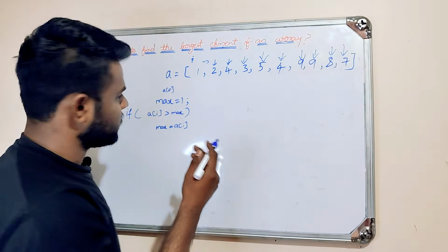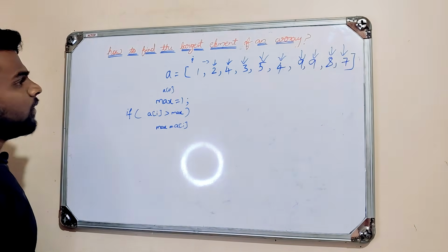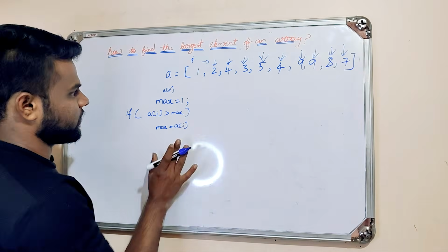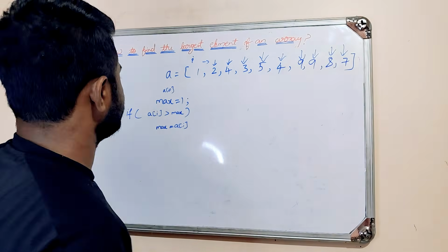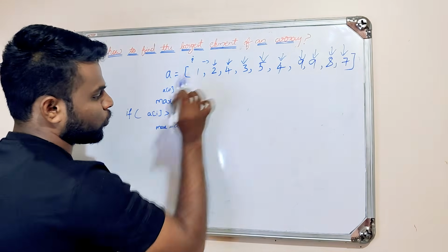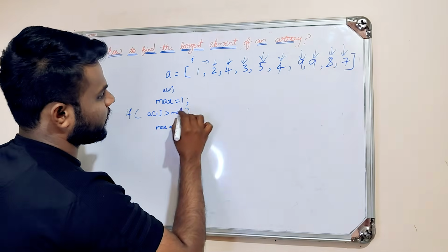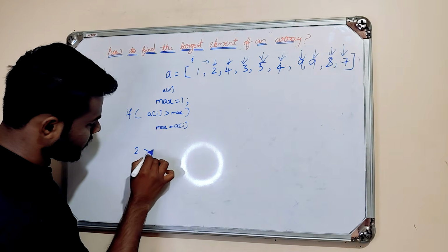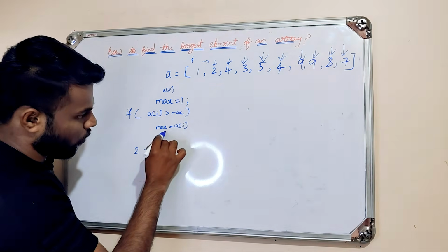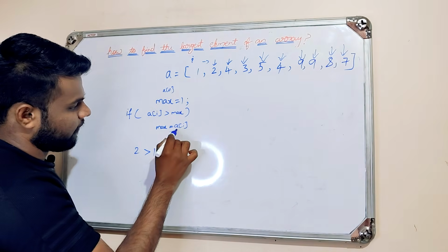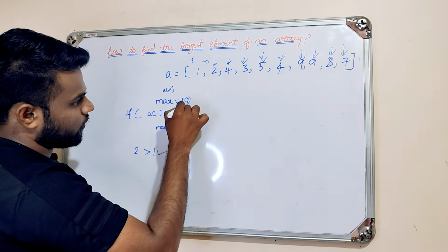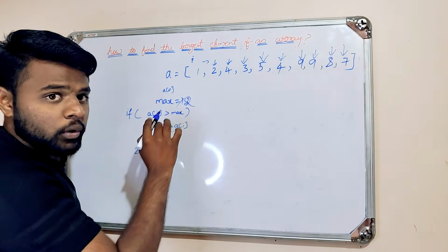Just simple. This simple condition makes you find the largest element. You will find it like this. Now 2: you are going to compare. Is 2 greater than max? Yeah, true. Now max equal to a of i. So what is the array of i? 2. Now max is updated to 2.